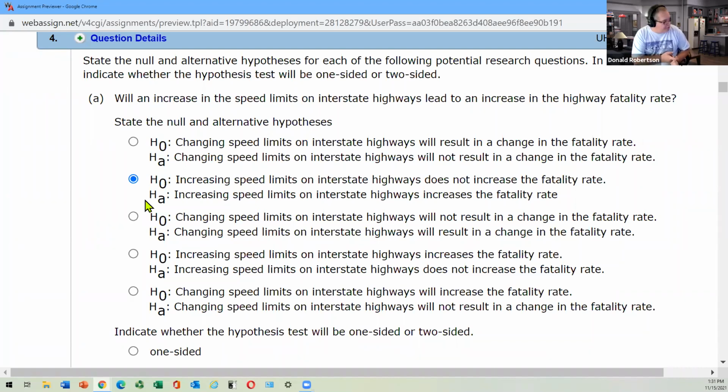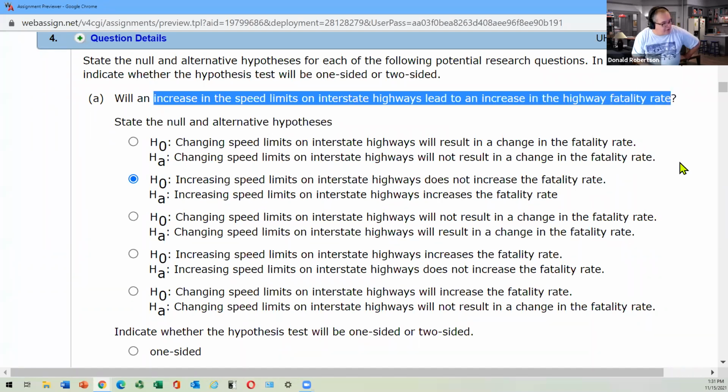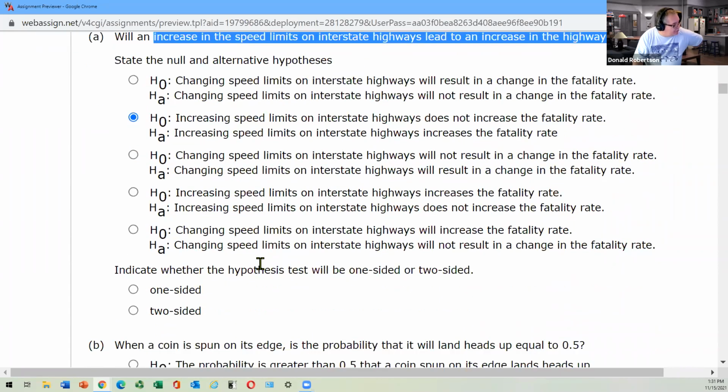The null hypothesis: increasing speed limits doesn't have any effect. That's the top one. The alternate is that increasing the speed limits increases the fatality rate. If you read the story basically from here to here, isn't all of that contained inside those two statements? That's kind of how you have to do these things. They're kind of like reading lawyer documents. Is this going to be one-sided?